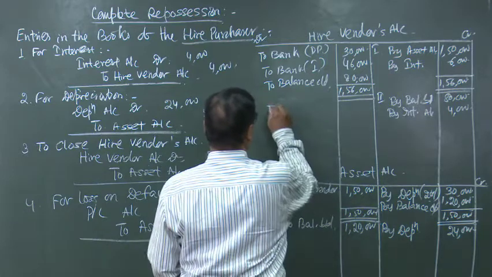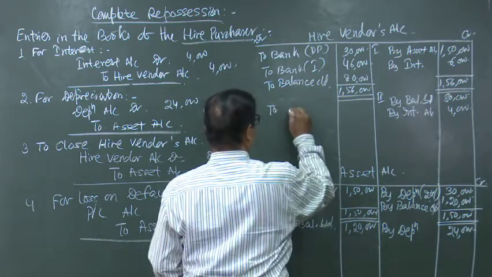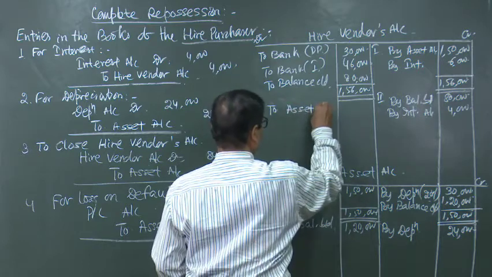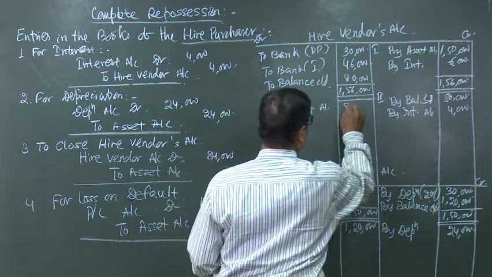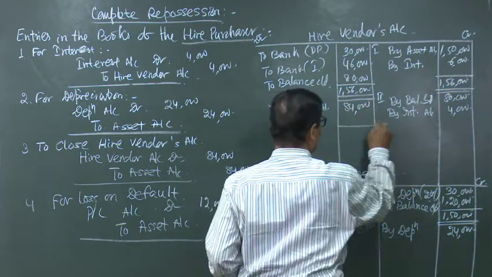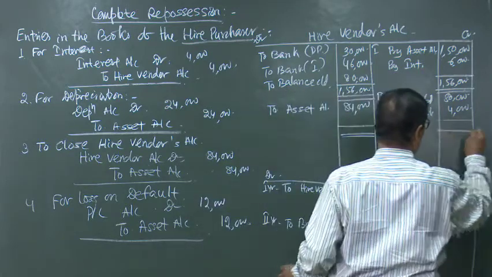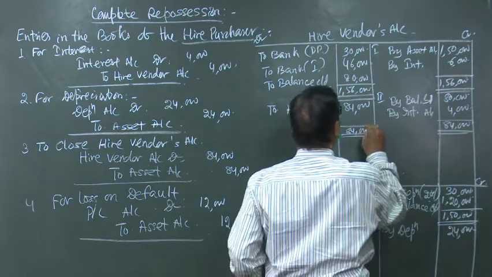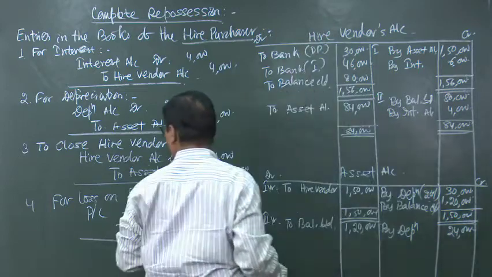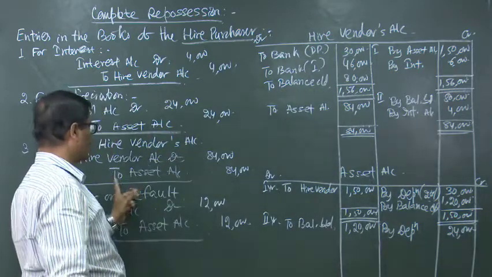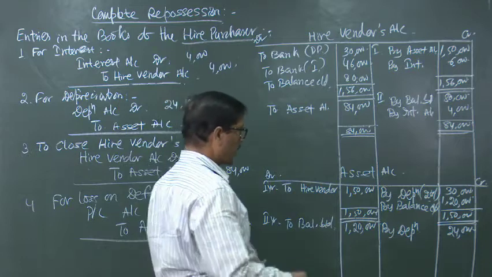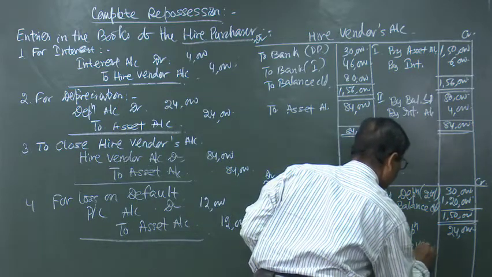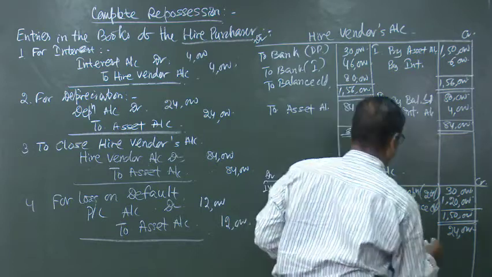So, he is taking away the car to asset at 84,000. So, his account is closed. But the entry is hire vendor account debited to asset. Hire vendor account debited 84,000 to asset. So, asset account is credited by hire vendor 84,000.